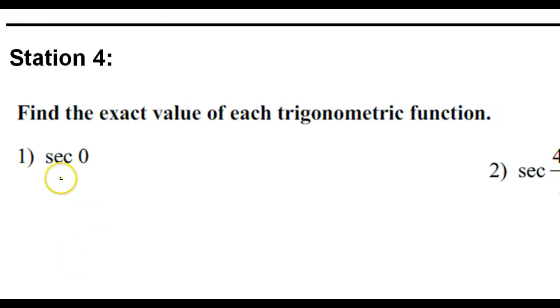Well, secant is one of these reciprocal trig functions, and remember that secant is the reciprocal of the cosine function. So if I want to evaluate the secant of 0, then that's the same thing as the reciprocal of cosine 0. So what is cosine 0? I can stick a 1 over it and make it my reciprocal.